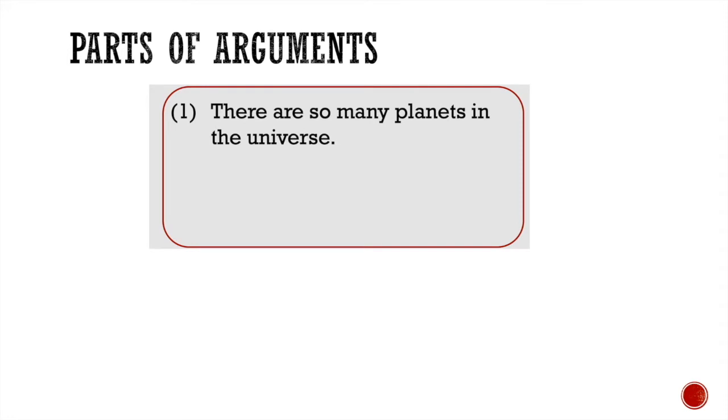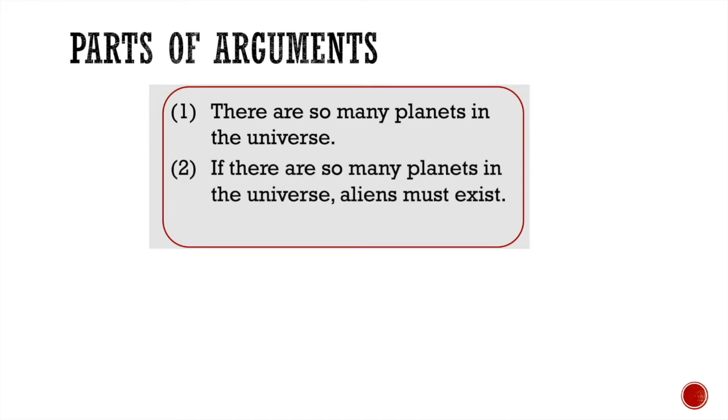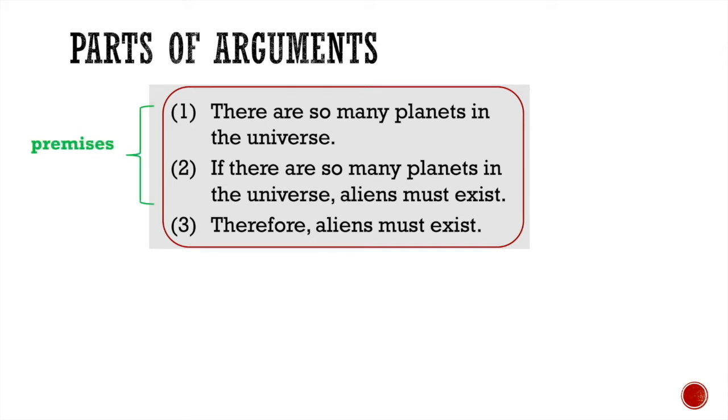And arguments have a number of different parts to them. So let's look at those parts. Again, here's Bob's argument. Premise 1: there are so many planets in the universe. Premise 2: if there are so many planets in the universe, aliens must exist. Therefore, aliens must exist. So the first two numbered parts are called premises, premises 1 and 2, and the third one is the conclusion.